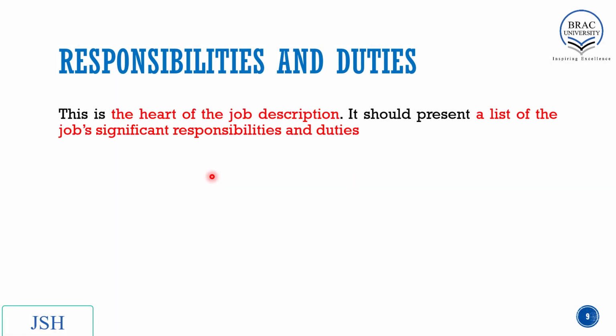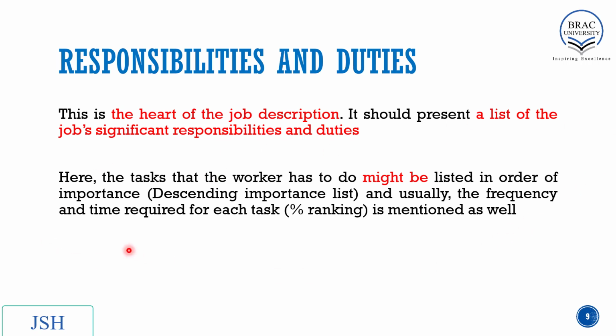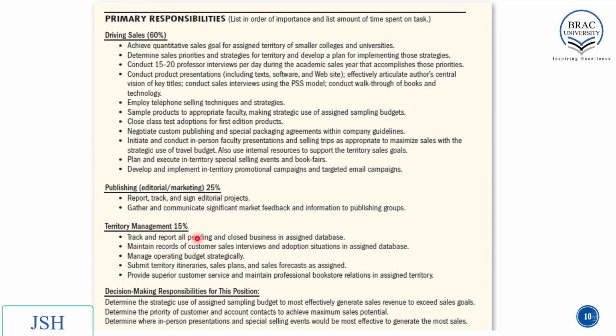Now, please take a look at this slide, especially this para. Here it says that often job descriptions might be listed in order of importance. What do we mean by that? I'll explain it very soon. Let's take a look at the document for the explanation. Here we have primary responsibilities. And all of the responsibilities under primary responsibilities are divided into different categories. So under primary responsibilities, we have sales related tasks, we have responsibilities related to publishing, and responsibilities related to territory management.